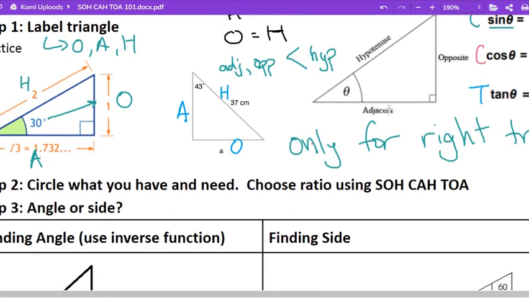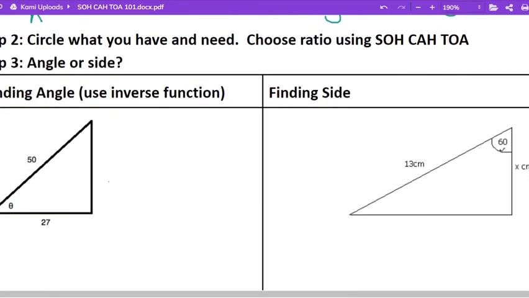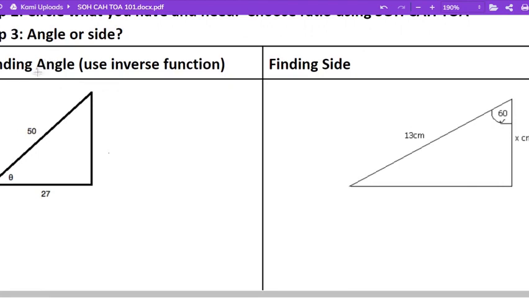Good. So that's always my step one, to actually label the triangle, because then in step two, we're going to circle what you need to find. And you're going to circle what you have and what you need. Based on what we circle, we're going to choose Sohcahtoa. So let's practice first finding an angle. All right, so this is the angle of interest. Go ahead and label the triangle.